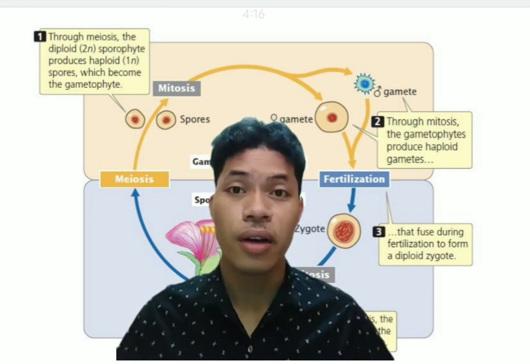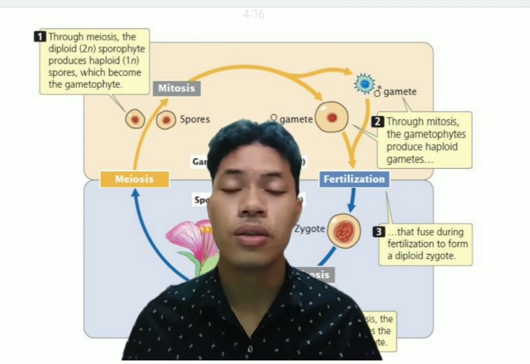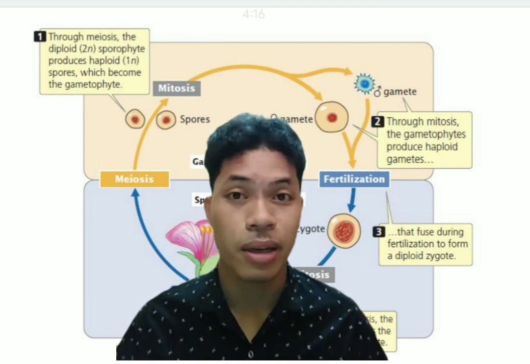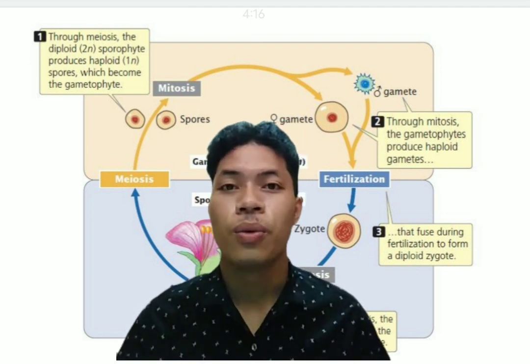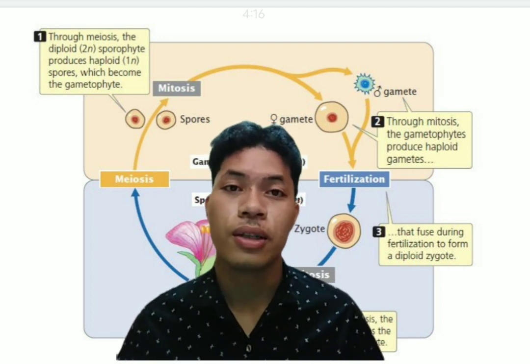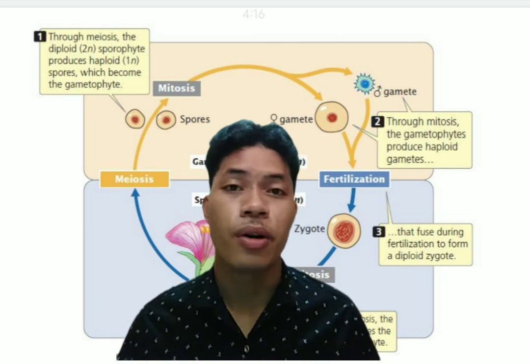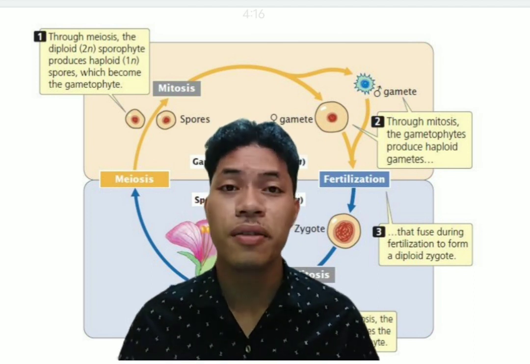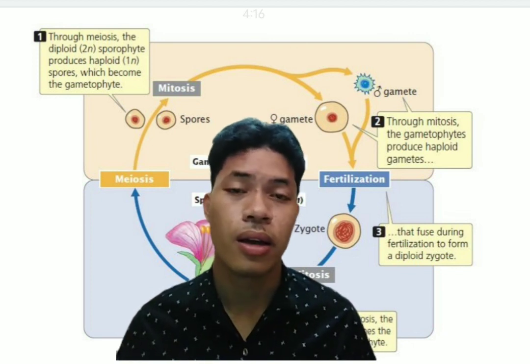The sporophyte is developed from the diploid zygote that is formed during the fertilization of gametes. The gametophyte produces gametes while the sporophyte produces spores. During evolution, the sporophyte became dominant over the gametophyte. The sporophyte of higher plants is differentiated into root, stem, and leaves as well.